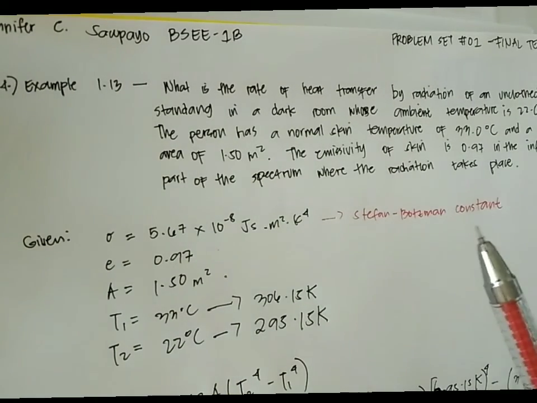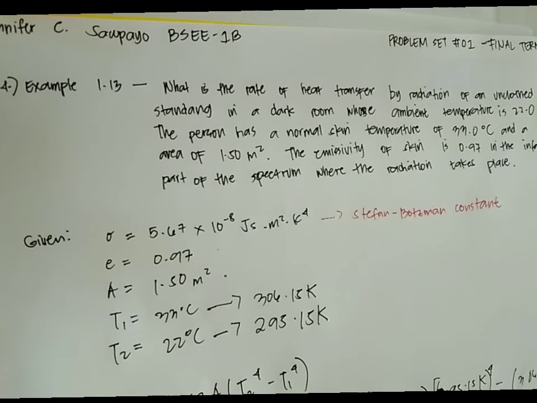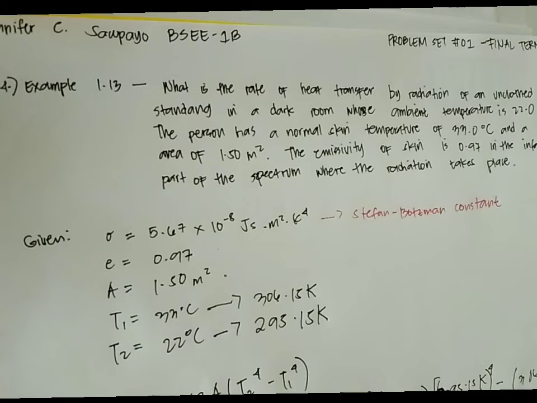First of all, I chose 33.0 degrees Celsius as temperature 1 because temperature 1 is the one surrounded by an environment with uniform temperature. 33 degrees Celsius is the normal skin temperature. So this is our temperature 1, and temperature 2 is 22 degrees Celsius.